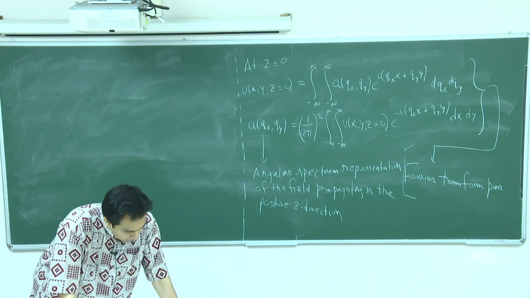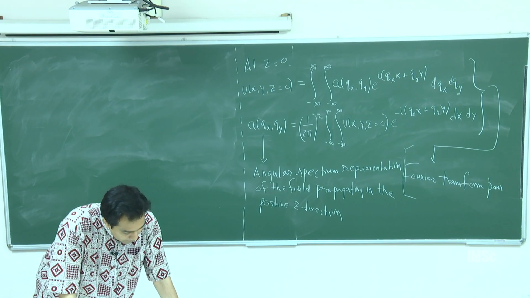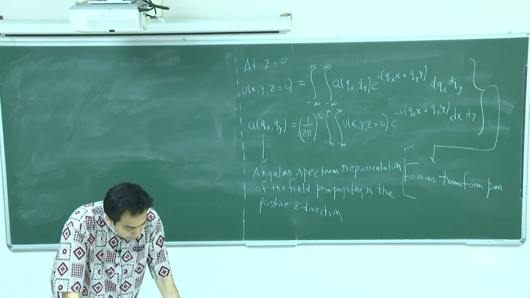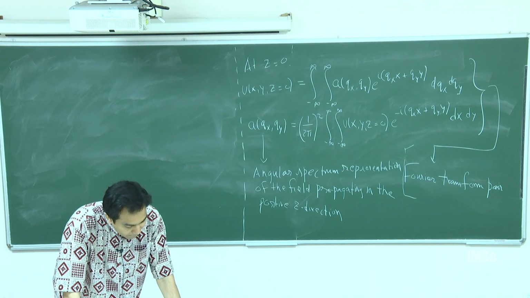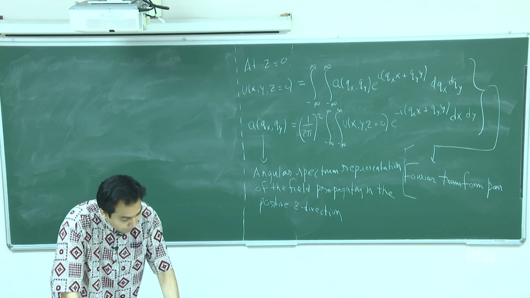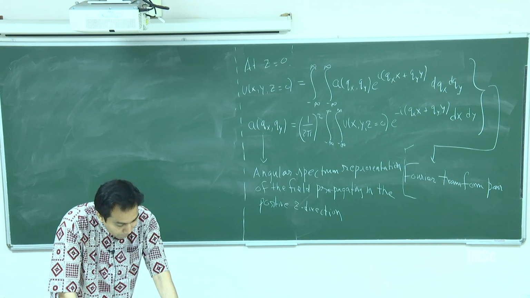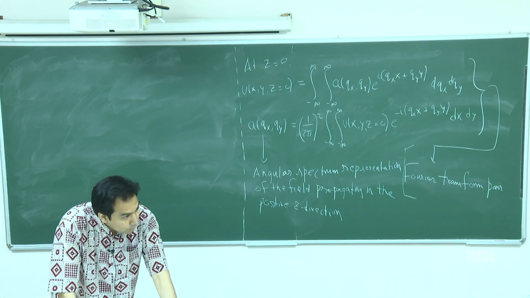That e to the power... u of x, y, z multiplied by e to the power minus i w z. That is true, except that the right hand side, when you have x and y dependence, qx, you're integrating over qx and qy.